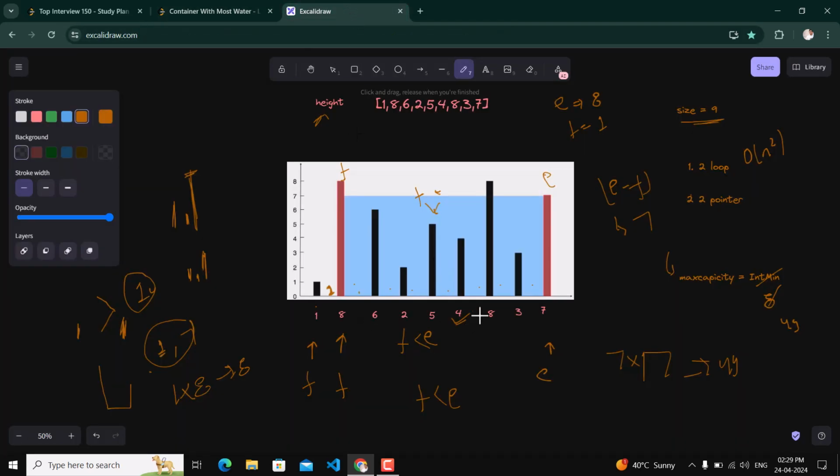Now to discuss the time complexity of this problem, we are iterating this height array one time using front and end pointers over the whole length. So its time complexity will be capital O of n, where n will be the size of this height array.